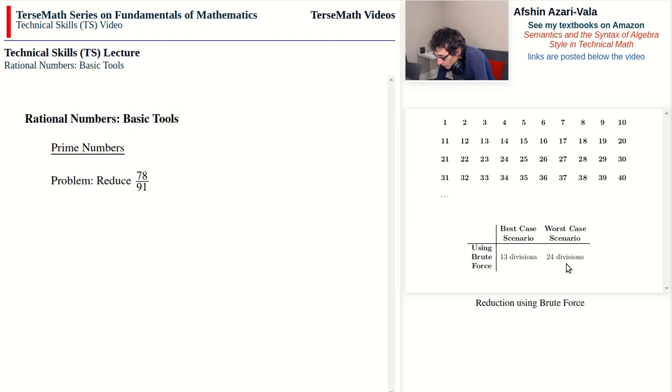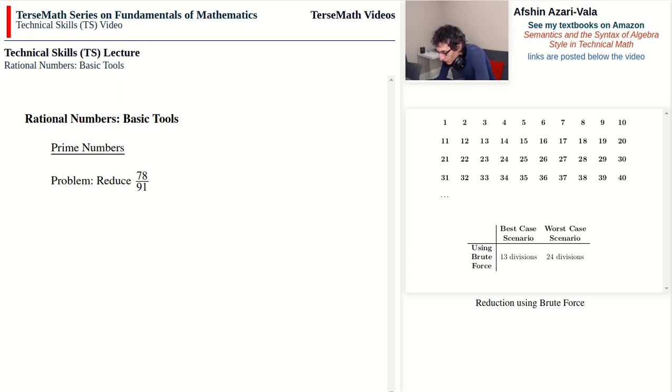Now this is the problem that we have, because this is inefficient. Doing 24 divisions, or 13 divisions even, to reduce 78 over 91 is a lot of work. Keep in mind that each one of these is a long division, and so that's what we would like to avoid as much as we can, doing the long division. So how do we go about doing this?